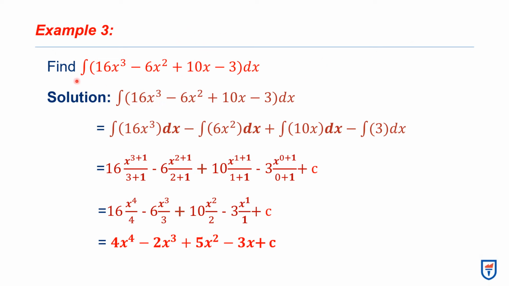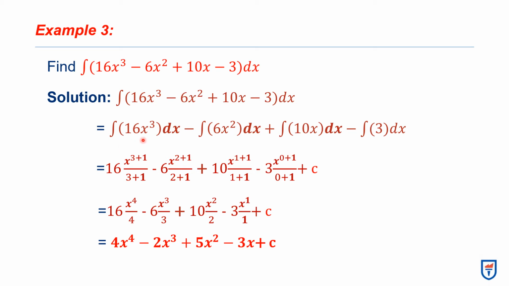Here is our third example of solving an indefinite integral. The question here is saying, find the integral of 16x to the power 3 minus 6x squared plus 10x minus 3 dx. So when we are integrating such an expression that has more than one term, we need to integrate term by term in terms of dx. So here we are going to have the integral of the first term dx minus the integral of the second term dx plus the integral of 10x dx minus the integral of 3 dx. So that's what it means. We need to separate each and every term, then we integrate term by term.